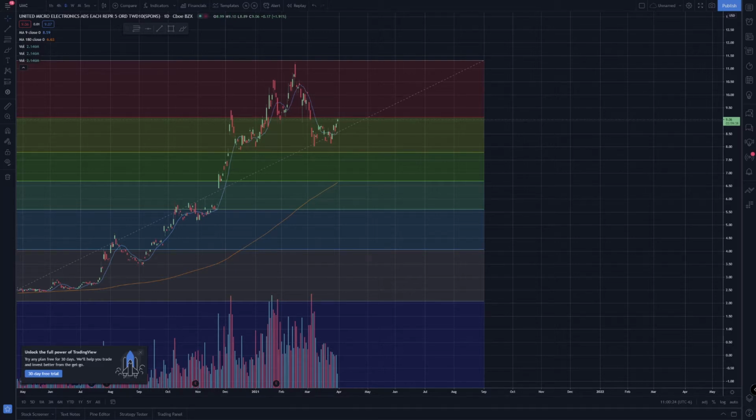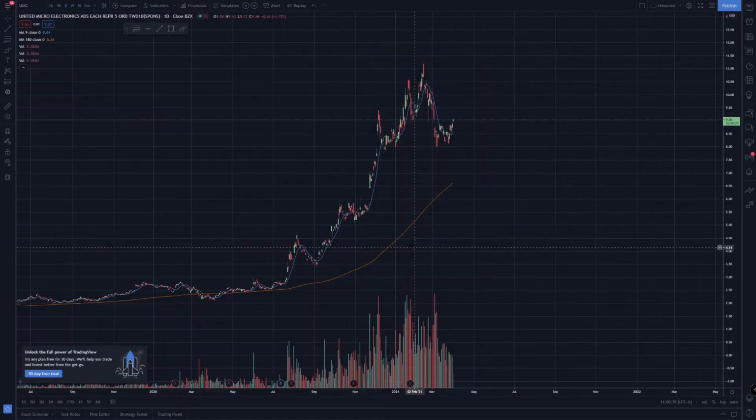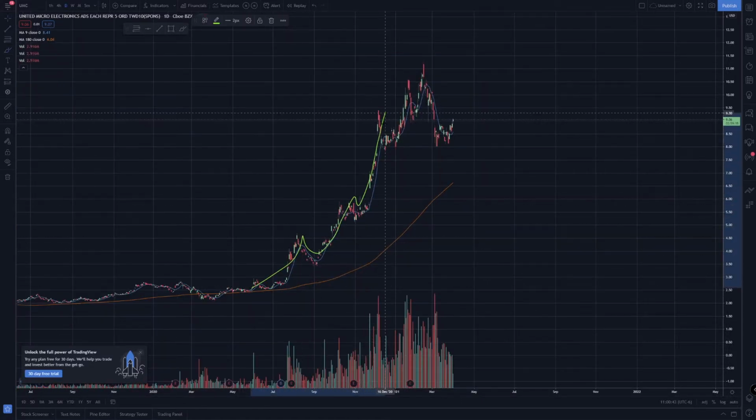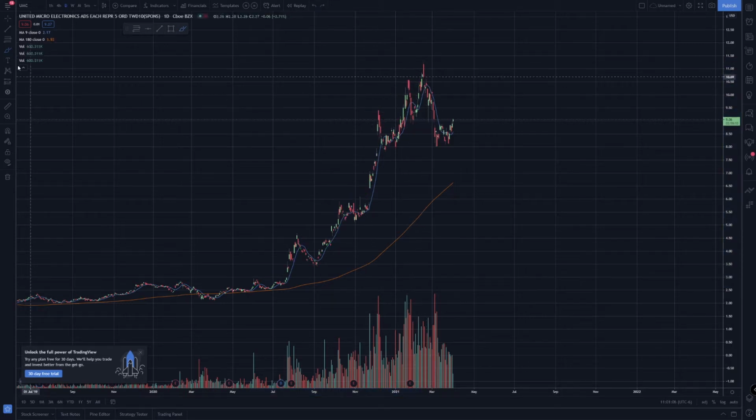Alright, let's look at the chart action for United Microelectronics, ticker symbol UMC. Basically we had this chart and it was running up really good, and we got some resistance right here. What I would do is draw a Fibonacci tool.